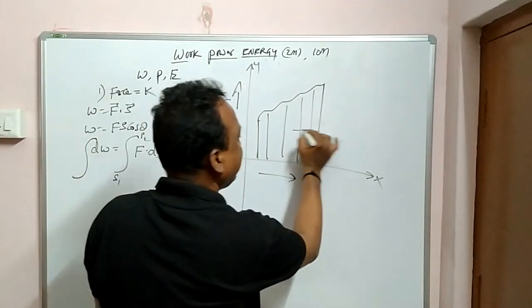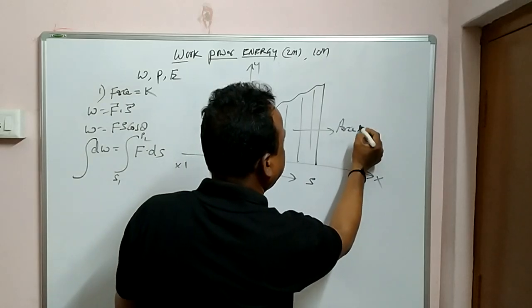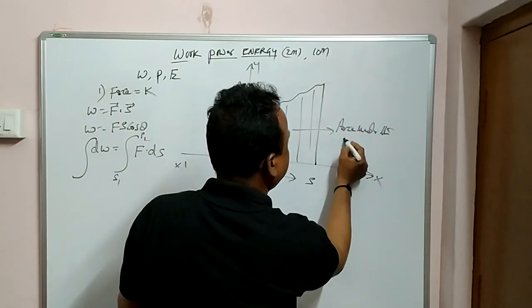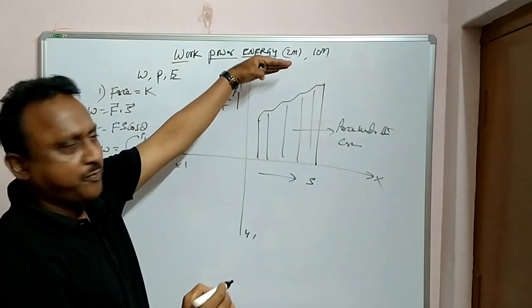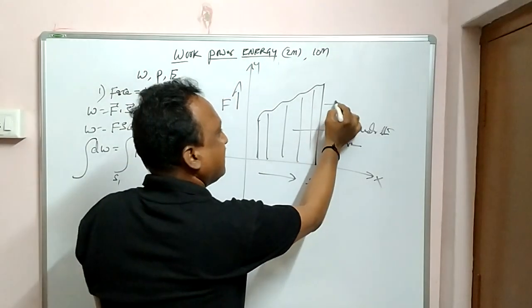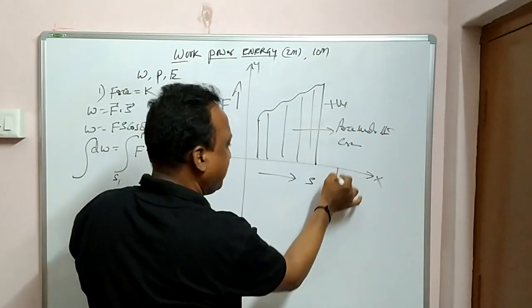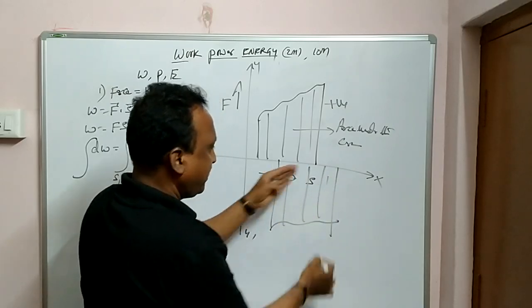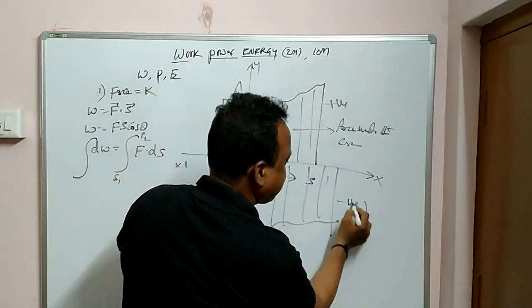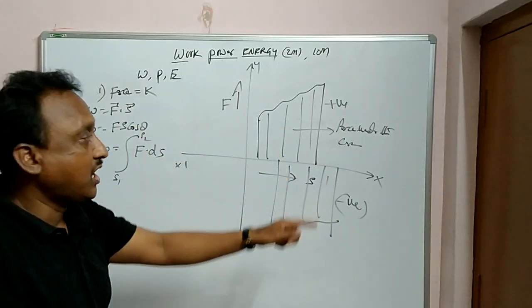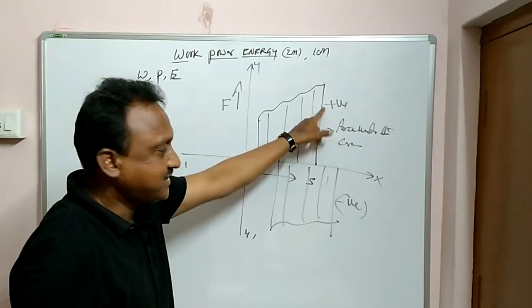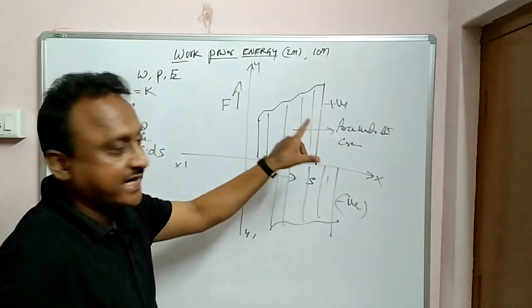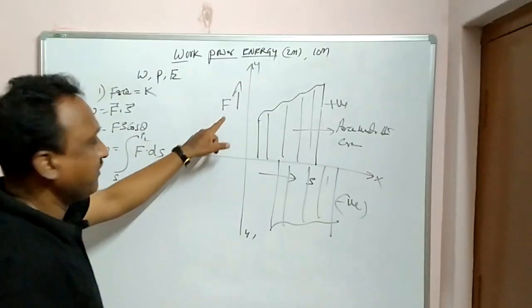You can also get it by the area under the curve. Suppose the portion is above the x-axis, it is taken as positive. Suppose it is below, for example, like this. Suppose below the x-axis, then the work done is taken as negative. Then total work is got by positive plus negative. That is the net work done by whatever variable force.